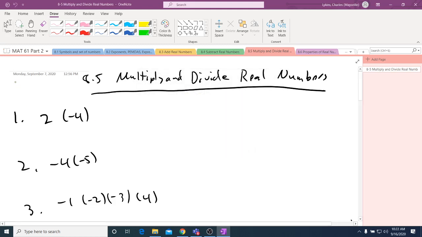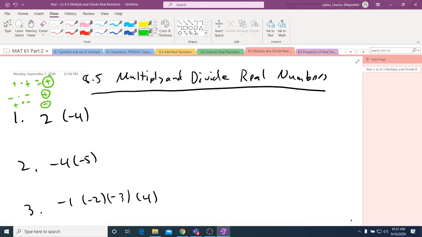When we're multiplying numbers, a positive times a positive number gives me a positive. A negative times a negative gives me a positive. But then a positive times a negative will give us a negative. So if it's the same sign, it gives us positive. If they're opposite, it gives me negative. And that's when multiplying two numbers.